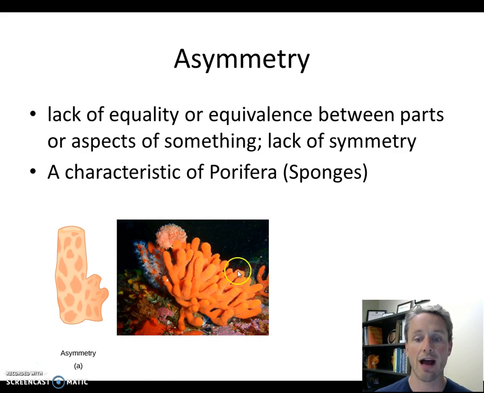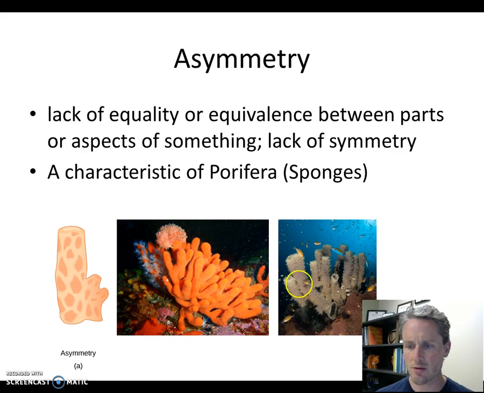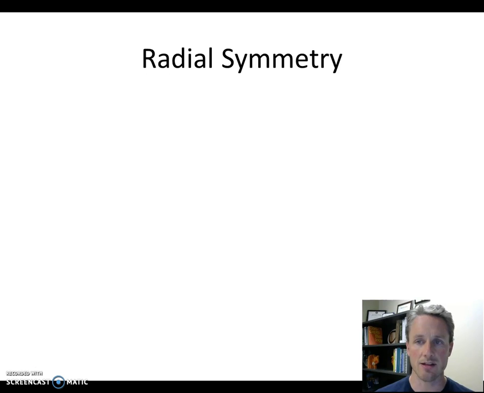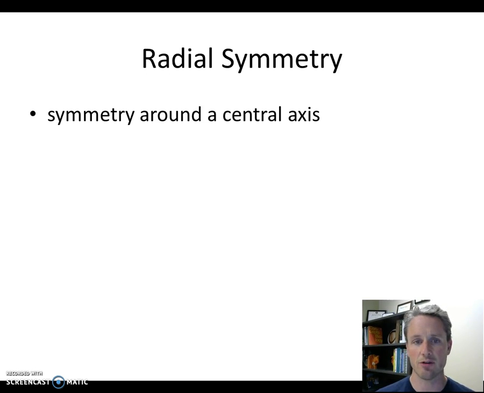And so here's a photograph of a sponge. Again, it's sort of a random growth pattern. There's no easy way to divide that organism in 2, resulting in 2 mirror image halves. Here's a picture of another sponge. Same thing. There's no way to divide that organism in half, resulting in 2 mirror image halves, and that's asymmetry. All right. So the second kind of symmetry is radial symmetry. Radial symmetry is defined as symmetry around a central axis.